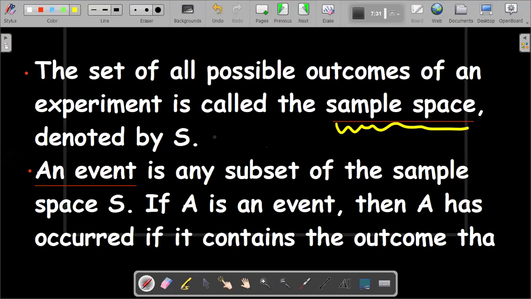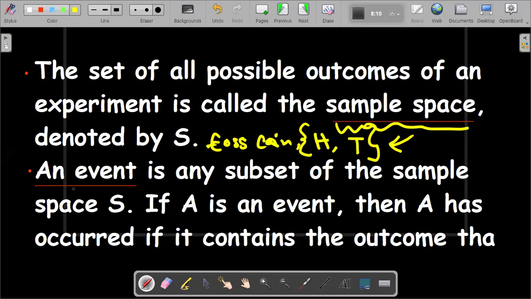So if, for example, I take that example that I gave of tossing a coin, we have two possible outcomes. It will land head, or it will go to the tail. So when I get the set of this head and the tail, this will be my sample space. Why? Because it contains all the possible outcomes of that specific experiment that I've done, which in this case is tossing a coin.